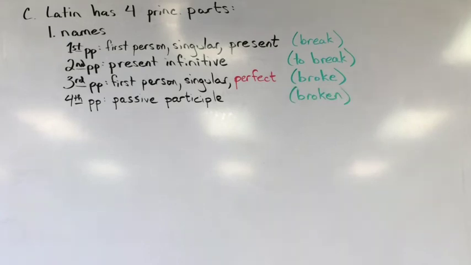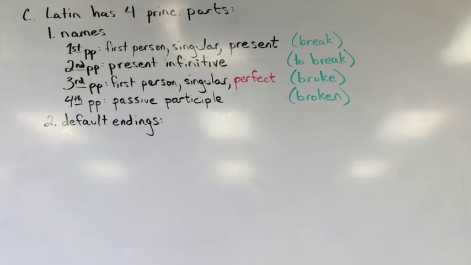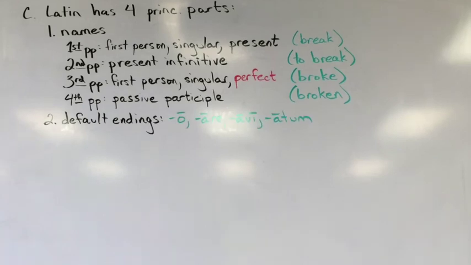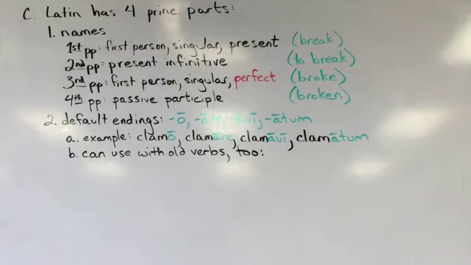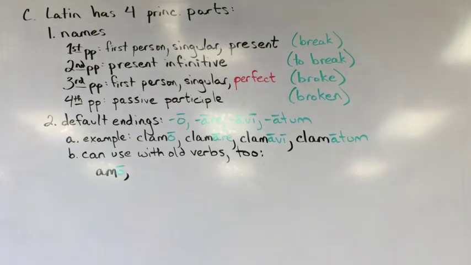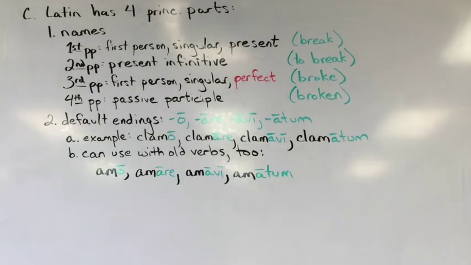Now, just like English had its default set of endings, ed for the past and passive participles, Latin has a certain set of default endings for its verbs as well. And those endings are o, are, avi, atum. So for example, in this chapter, we saw a vocab card with the forms on it: clamo, clamare, clamavi, clamatum. We can use this with old verbs too. See if you can properly figure out the other three principal parts of the verb amo. Pause if you need to. If you got them all right, you should have gotten amo, amare, amavi, amatum.